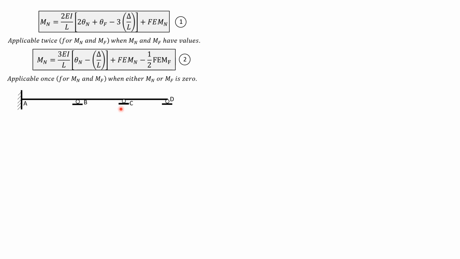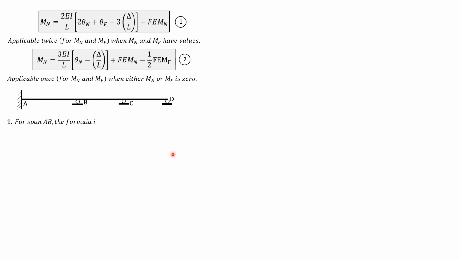So let's consider these continuous beams. At A, there is moment expected. At B, there is moment expected. At C, there is moment expected. At D, the moment is 0. So let us set up equations in order to show how these two equations here can be used when we set up the slope deflection equations for the different spans of the beam.